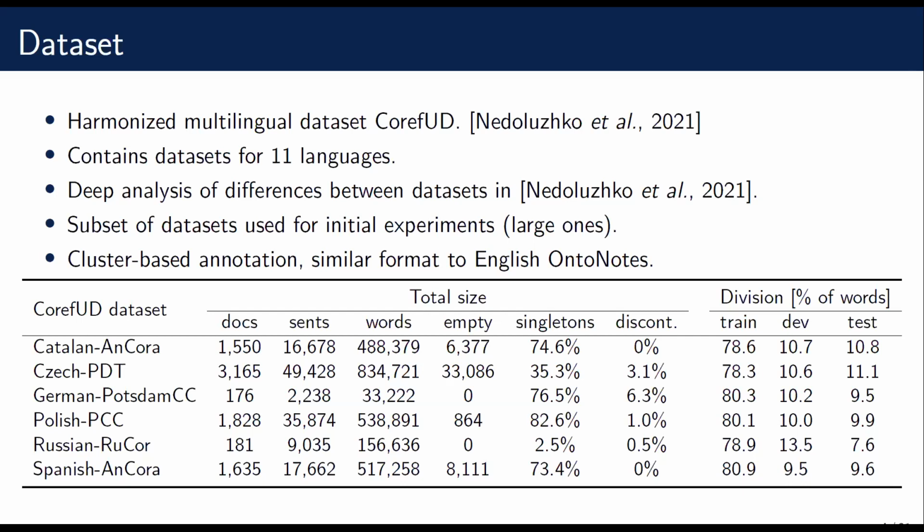There are these sizes of the corpora we used in terms of documents, sentences, words, and there are some special cases like empty antecedents. Am I correct, Ondřej? Empty nodes, they're like, but they're the same, right? If the antecedent is not in the data, it's the same. Okay, maybe Ondřej will explain it later on. There are also singletons and discontinued mentions, and I will explain these terms later on in the presentation.